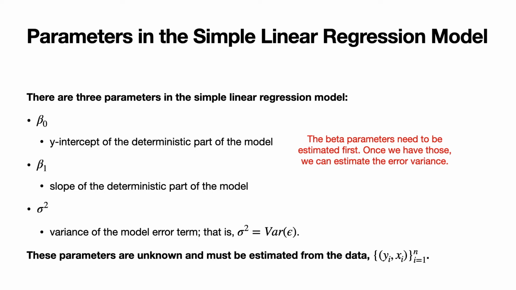Now the beta parameters need to be estimated first. Once we have those estimators, then we can estimate the error variance. Now these parameters are unknown and must be estimated from the data, the x, y data, i going from 1 to n.